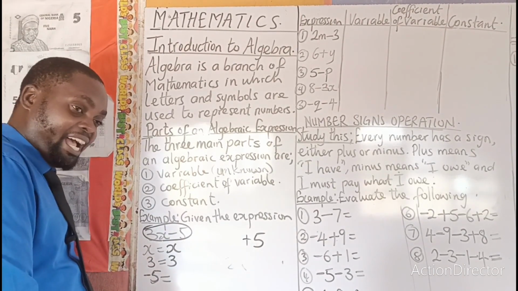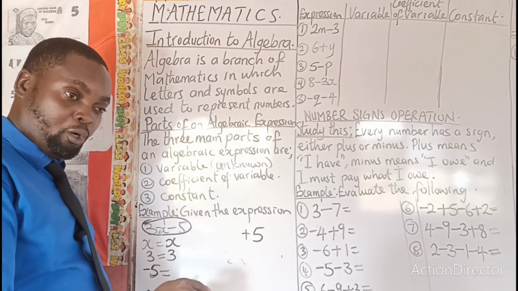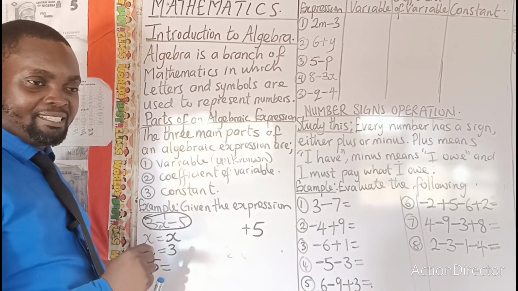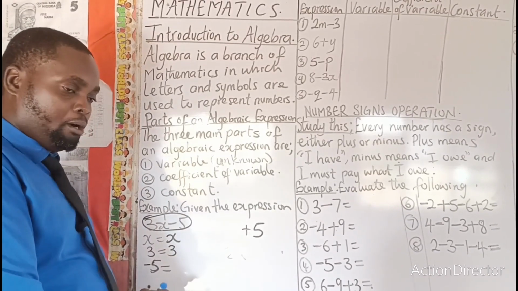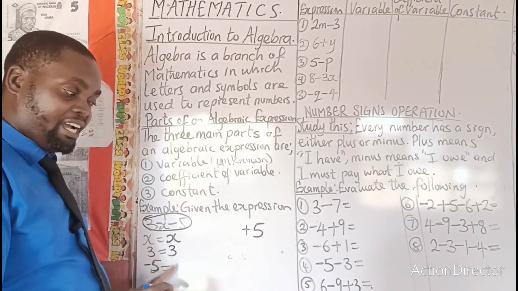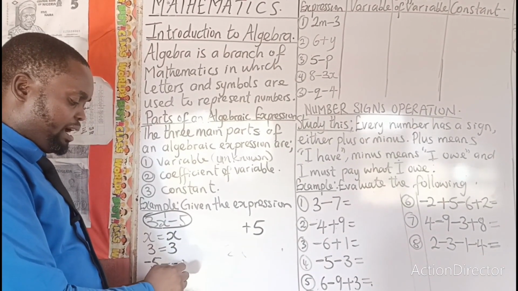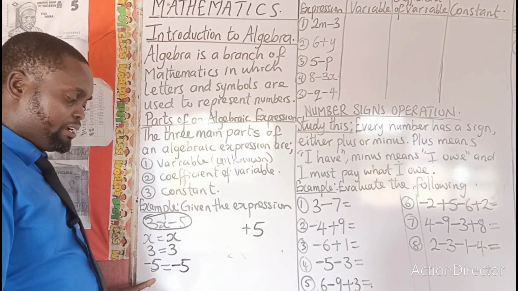In other words, if there is no sign in a number, it doesn't mean the number does not have a sign. It means the sign is plus. Every number has a sign, either plus or minus. This one has a sign, and the sign is minus. If it is minus, we must write it. And that's why we say the constant here is minus 5. Are you getting it?